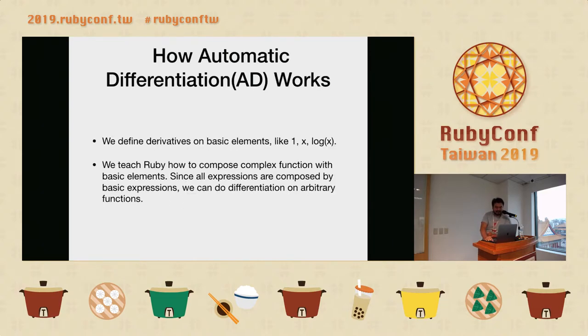So how does it work? We define derivatives on basic elements like 1 or x or log x. These are basic elements, right? And we teach Ruby how to compose complex functions with these elements. Since all the Ruby expressions are composed of basic pieces, we can do differentiation on arbitrary functions. Any function can be differentiated as long as it's composed of these elements.